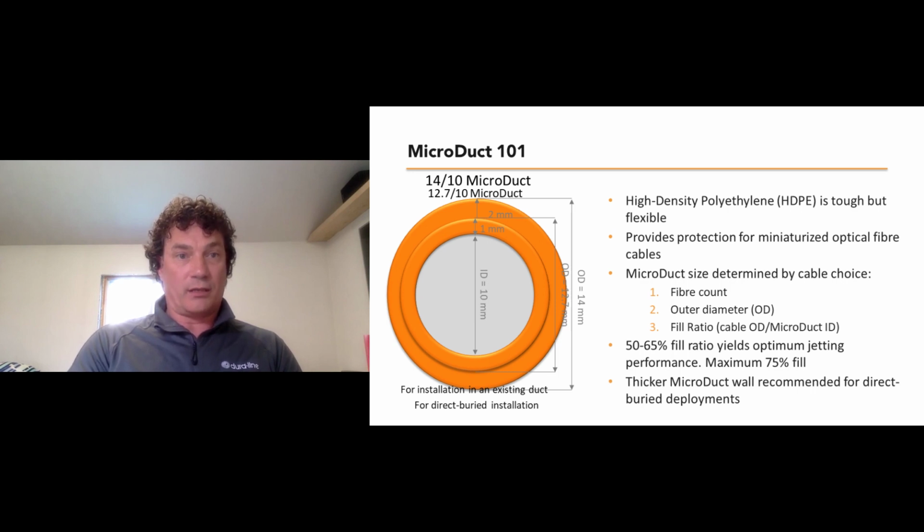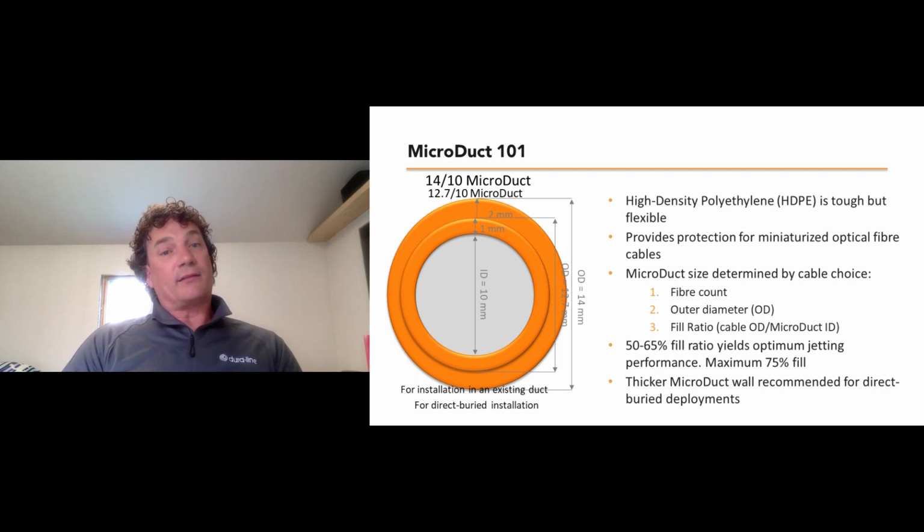The next one here, there we go, 14-10. It's 14 millimeters on the outside and 10 millimeters on the inside. This gives you a thicker product that can yield a little bit more strength and is more suitable for direct bury underground applications. You size the MicroDuct based on the fiber count of choice. This one here, the 1410, can hold 144 strands of microfiber.